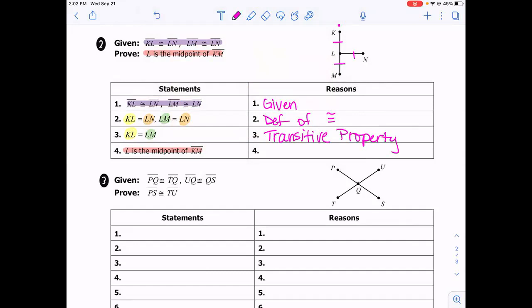Yes. Okay, now, if KL equals LM, if I have two segments that are the same and they share an endpoint, then we know that that is the midpoint because of the definition of midpoint.